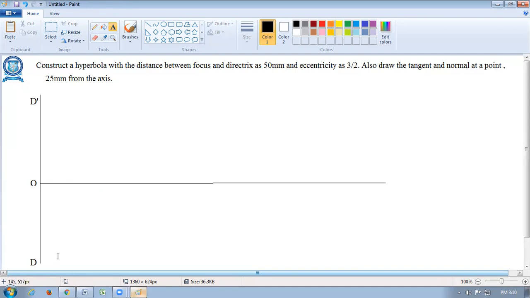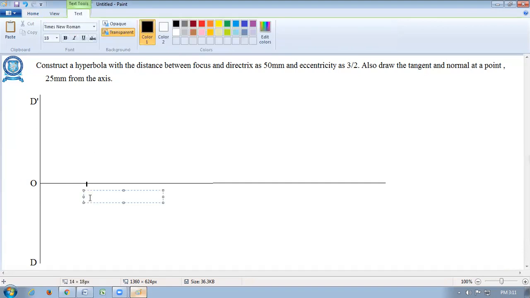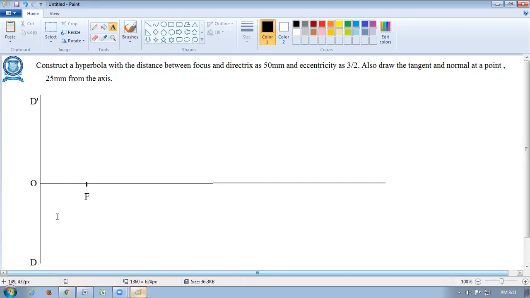And the next step is we have to fix the focus point. In this problem, they have given the distance between the focus and the directrix as 50 mm. So we have to mark 50 mm from the directrix on the axis line. Mark it as F. The distance between this directrix and focus is 50 mm.